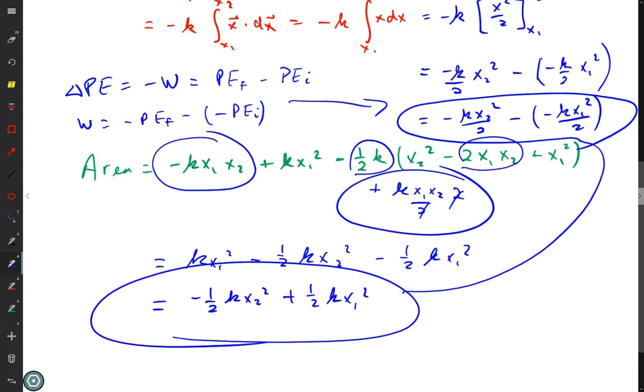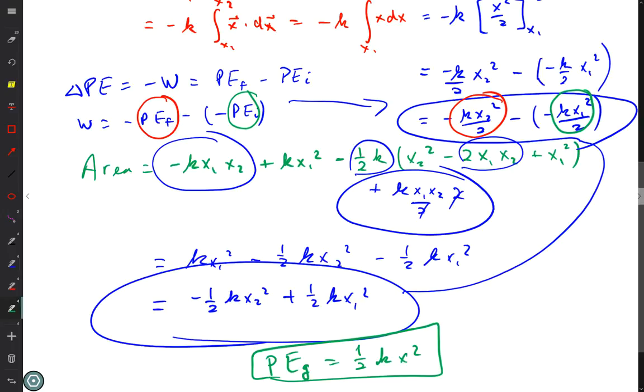And so if we compare these two directly, you see that this here must be this here. And this here must be this here. And so we can define potential energy due to the spring is equal to 1/2 kx squared.